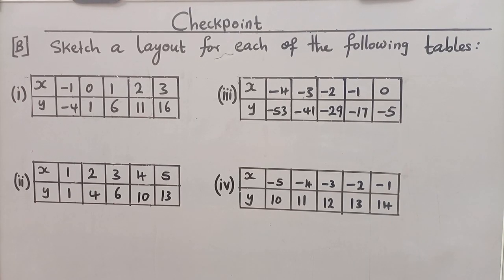And now, checkpoint, it says, sketch a layout for each of the following tables. There are 4 tables: table I, II, III, and IV. Each of these tables has its own feature. I understand that some might be confused as to what they're supposed to do. Please, even if you go ahead to plot, that will not be a crime. But the most important thing is that you sketch a layout. Choose an origin for each of them. That is the instruction.